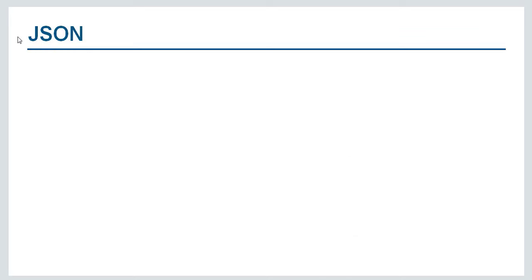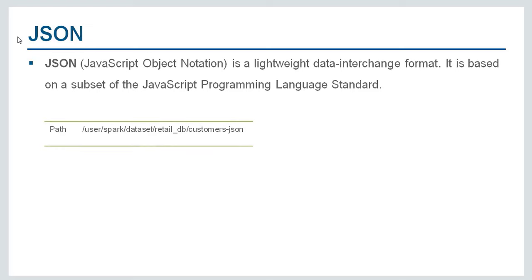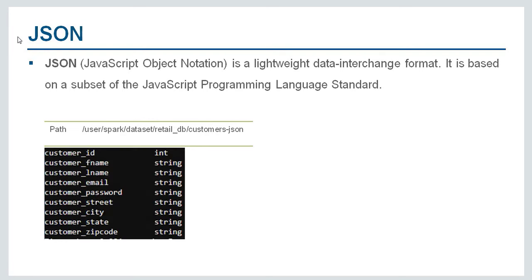So what is a JSON file format? JSON, or JavaScript Object Notation, is a lightweight data interchange format. It is based on a subset of the JavaScript programming language standard. In our lab, we have customers JSON data that we will be using in this lecture. This is the schema of customer data. We have customer ID, first name, last name, email, password, street, city, state and zip code. So let's go to the lab now.